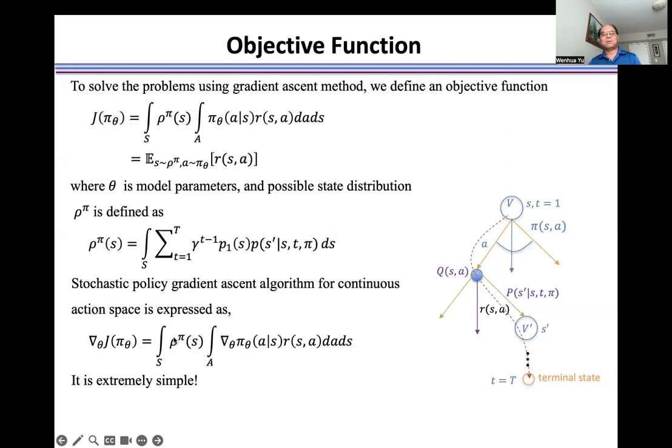Because this part has no relation with theta, and this part is related to theta only because it is related to the policy, here we just calculate the gradient of the policy. It's very simple. So this is a very popular method for continuous action spaces to search for the optimal policy.